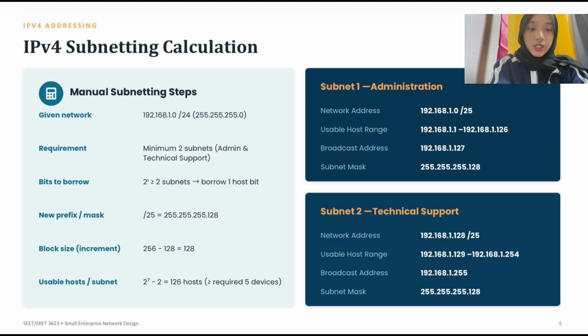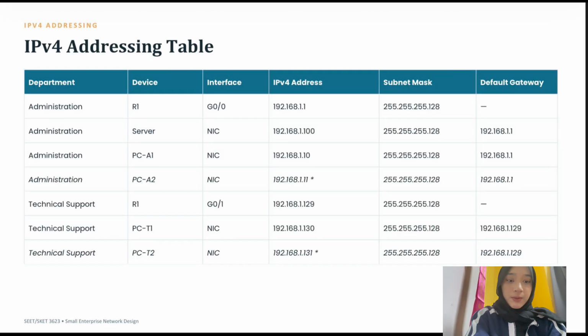The manual calculation is shown on the left, while the table summarizes the subnet address, usable host range and also broadcast addresses, where each subnet supports up to 126 usable hosts. So in our IPv4 addressing plan, each device was assigned a static IP address and the router used the first usable address in each subnet as the default gateway.